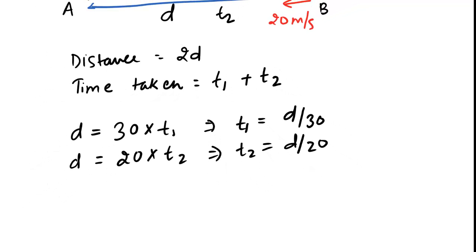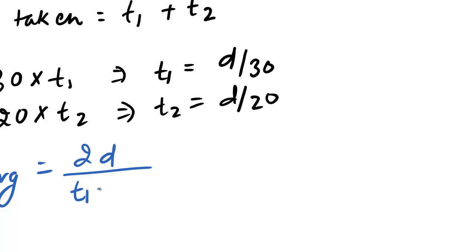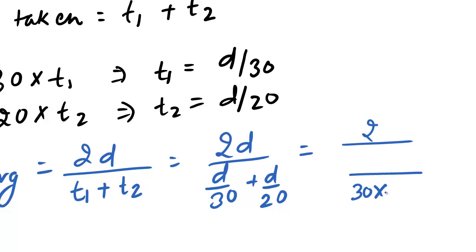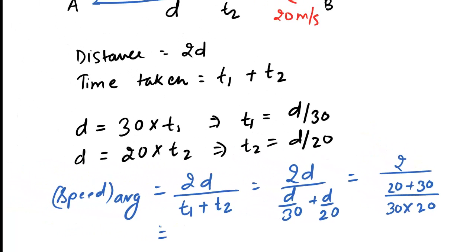Now let's put it in the formula. Average speed is nothing but total distance, which is 2D, over total time, T1 plus T2. Let's substitute D over 30 plus D over 20. D gets cancelled, so it's just 2 divided by 1 over 30 plus 1 over 20. That will be 30 into 20 in the numerator, and 20 plus 30 in the denominator. That comes out to be 2 into 30 into 20 over 50. Cancel, cancel, cancel. 6 into 2 into 2. That would be 24 meters per second.